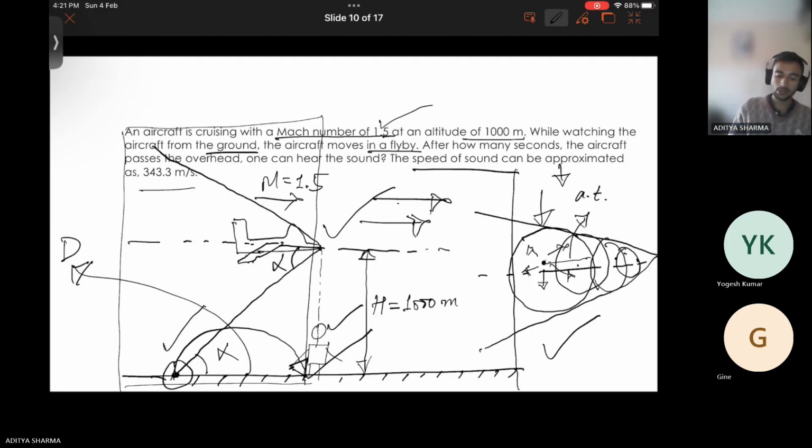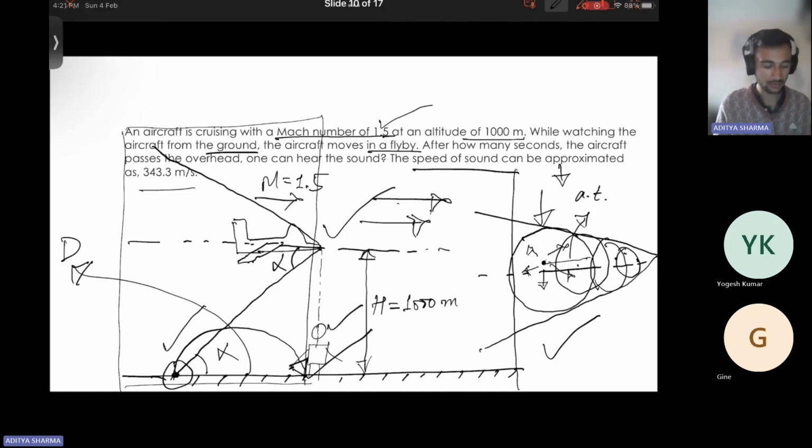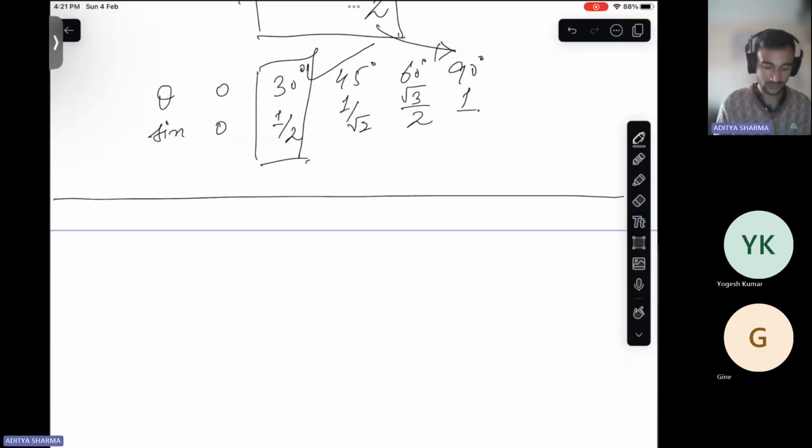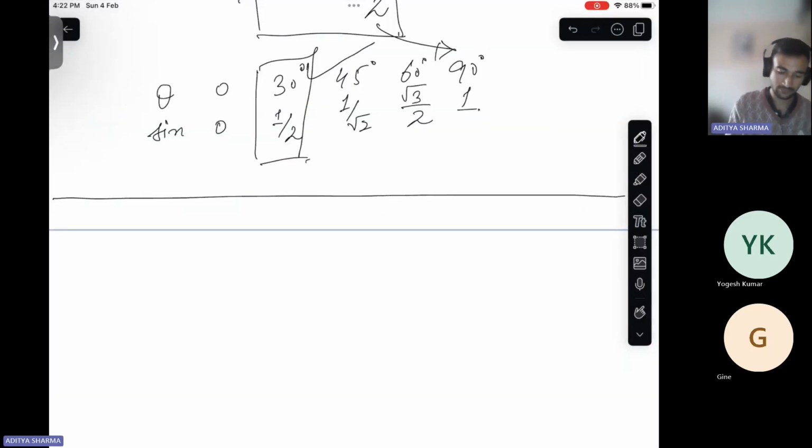So we have this distance, and then we have h, we have m. Now we can proceed to solve this question numerically. So let's see this.